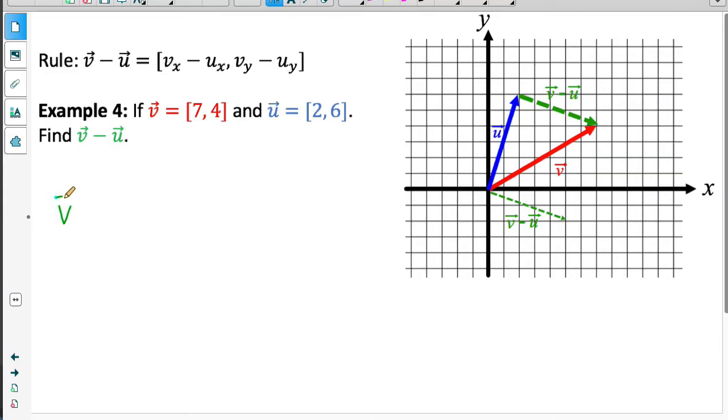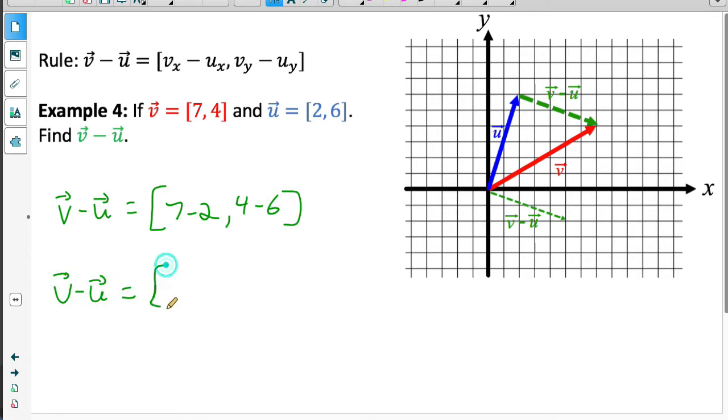So if we want to calculate vector v minus vector u, I can write it as a position vector, where I'd find the difference of the x component of vector v with the x component of vector u, so 7 minus 2. And then to get the y component, I do the y component of vector v minus the y component of vector u, so 4 minus 6. And what I get for vector v minus u is vector 5, negative 2. So that's a vector with its tail at the origin and its tip at the point 5, negative 2. So we found the vector algebraically.